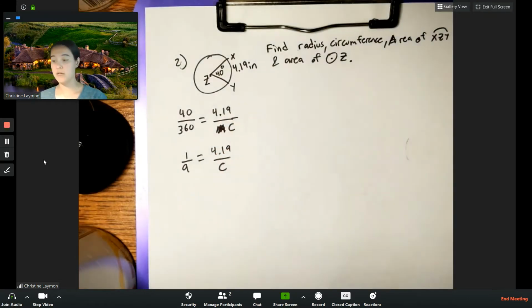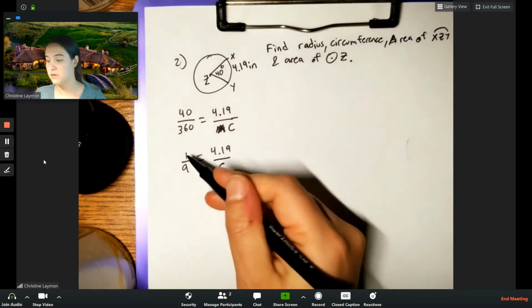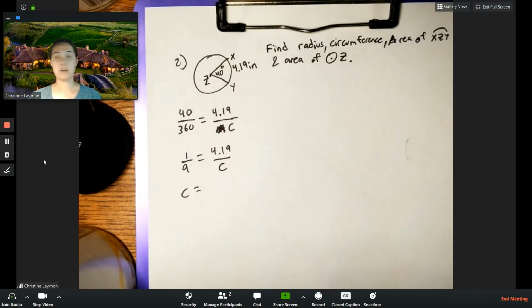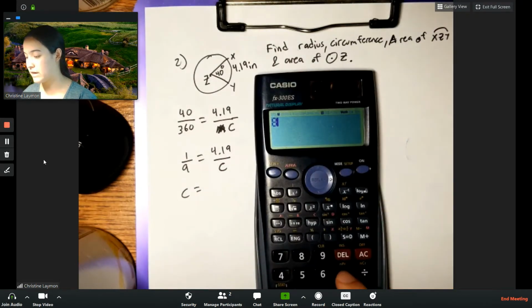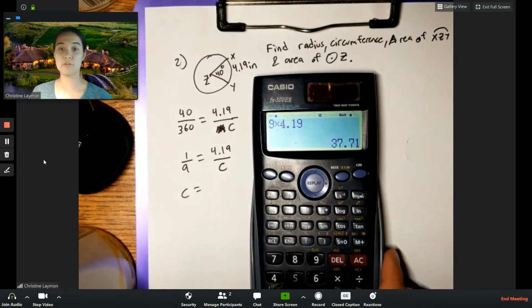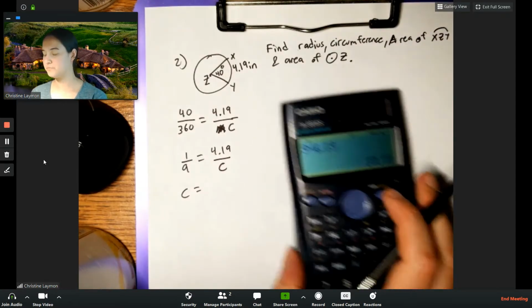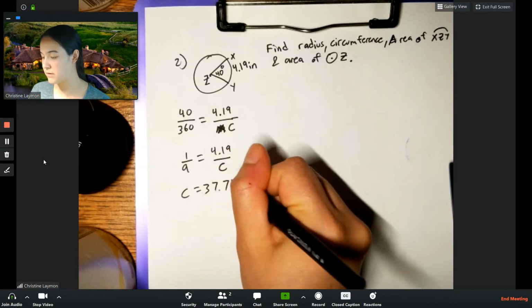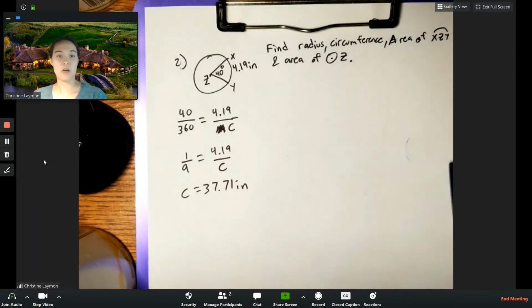I'm going to go ahead and cross multiply. 1 times c is c. I now have to do 9 times 4.19, and I get 37.71. So 37.71 inches. So I've now found the circumference.